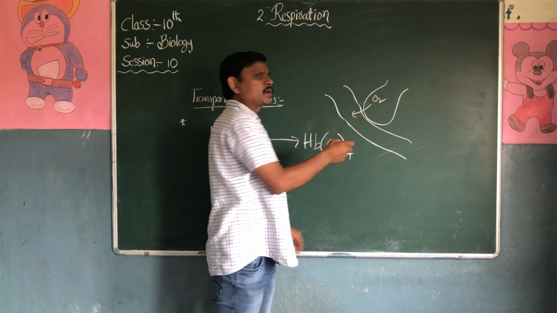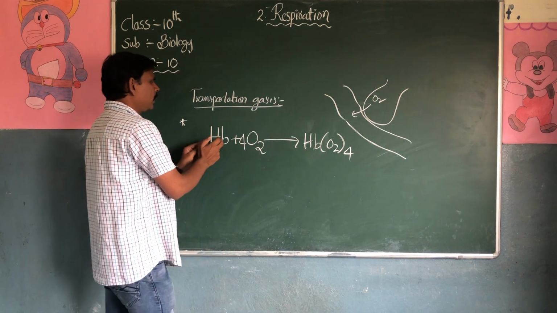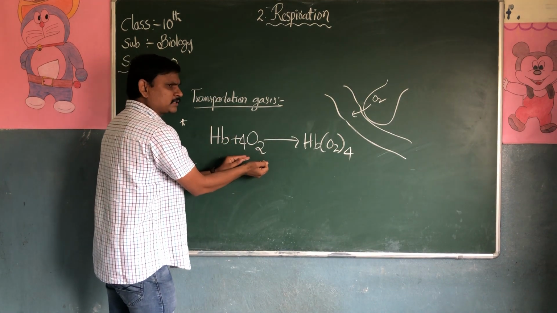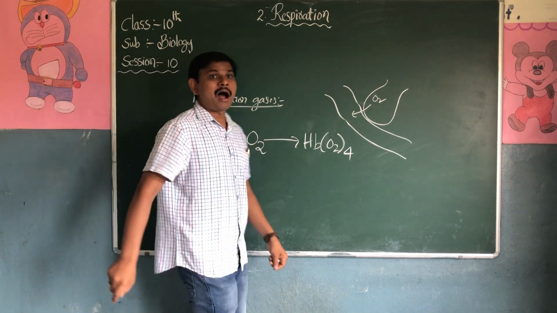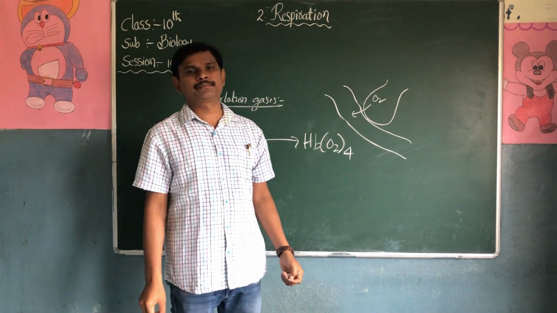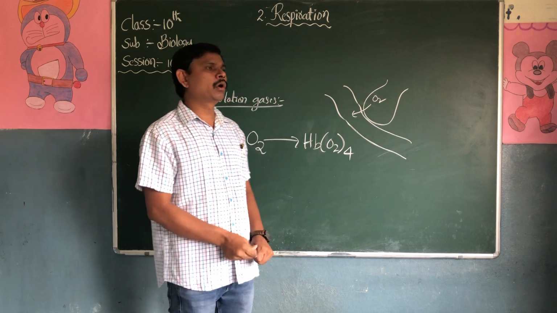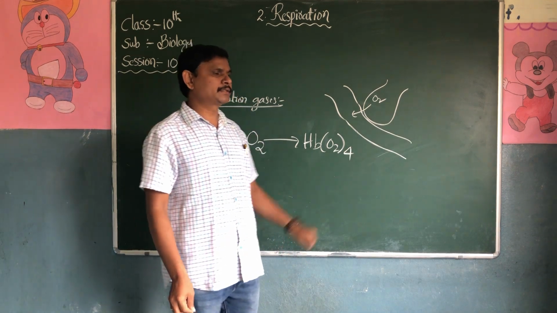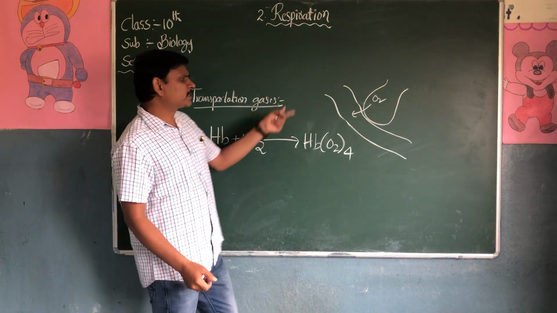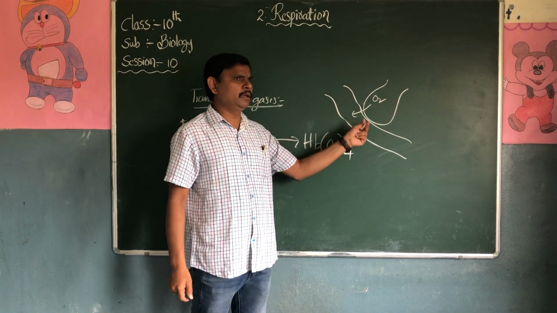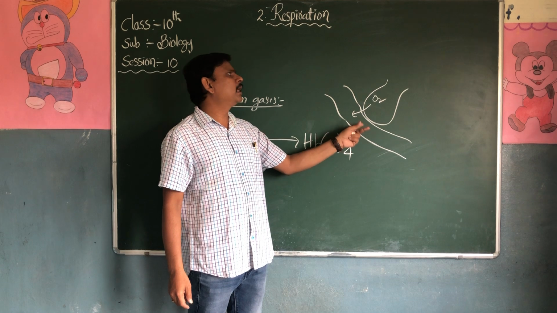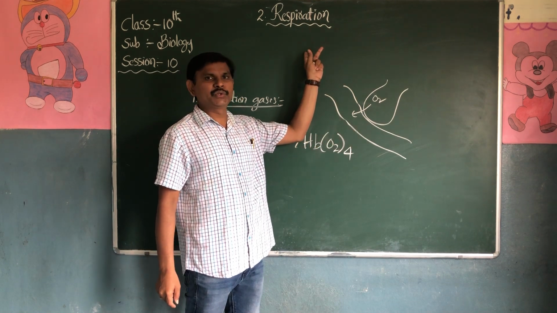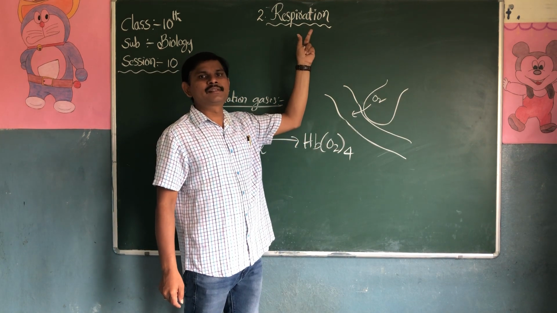This oxygen is going to combine with the hemoglobin to form oxyhemoglobin. Oxyhemoglobin formation happens in our lungs. When it is combined as oxyhemoglobin, the oxygen is carried by the blood toward the tissues and then the cells.